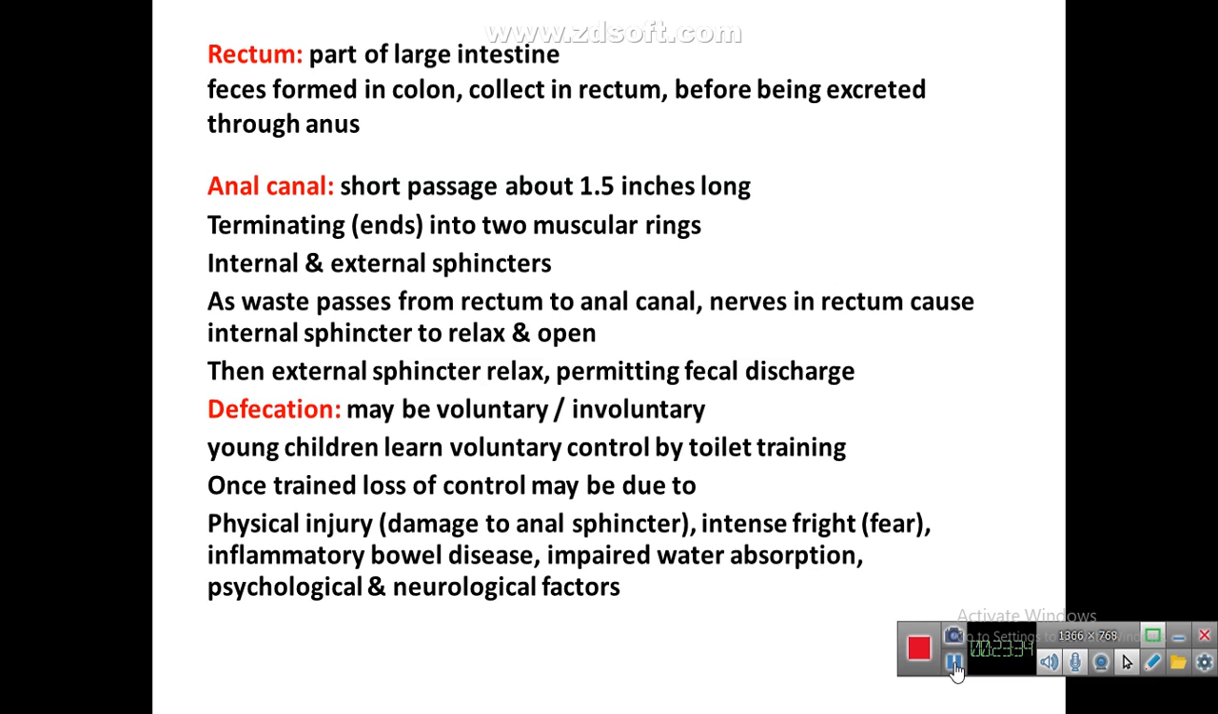Defecation may be voluntary, meaning in our control, or involuntary, that is not in our control. Young children learn voluntary control by means of toilet training. Once trained, loss of control may occur; once a person becomes an adult, the defecation process may become involuntary due to these reasons: physical injury, that is damage to the anal sphincter, intense fright or fear, inflammatory bowel or intestinal disease, impaired water absorption, and psychological and neurological factors.